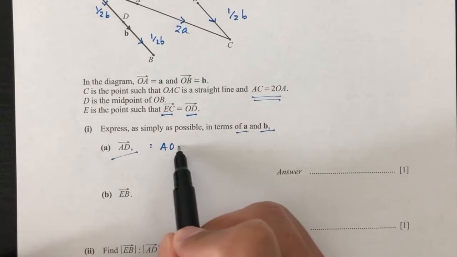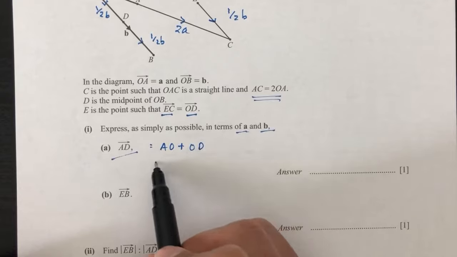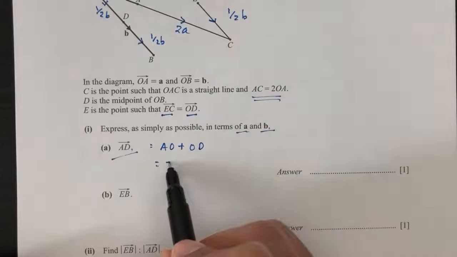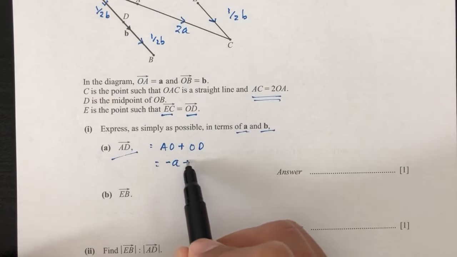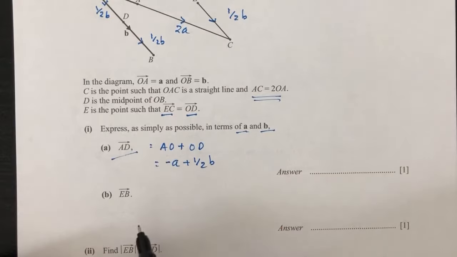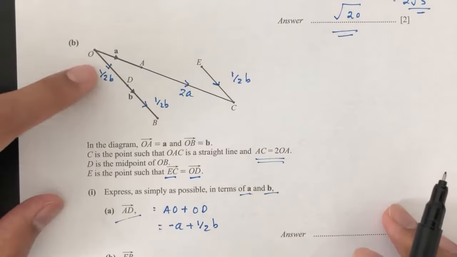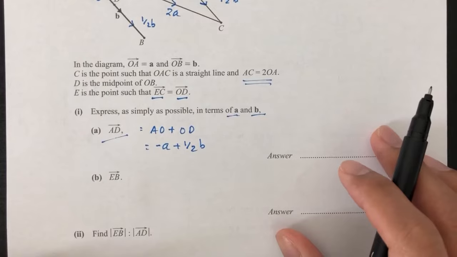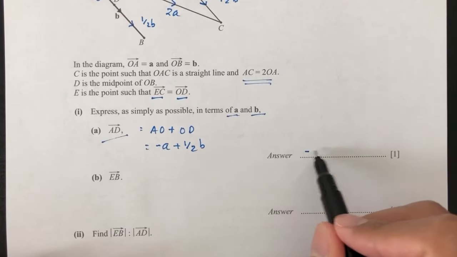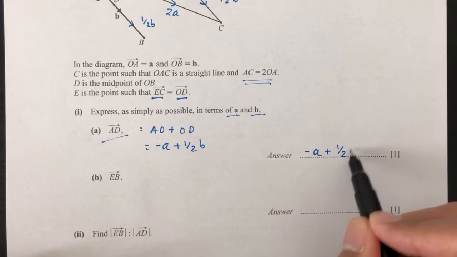So AO and OD. AO will be minus A and OD will be half of B. That is according to this drawing here. So this will be your answer for part A: minus A plus half B.